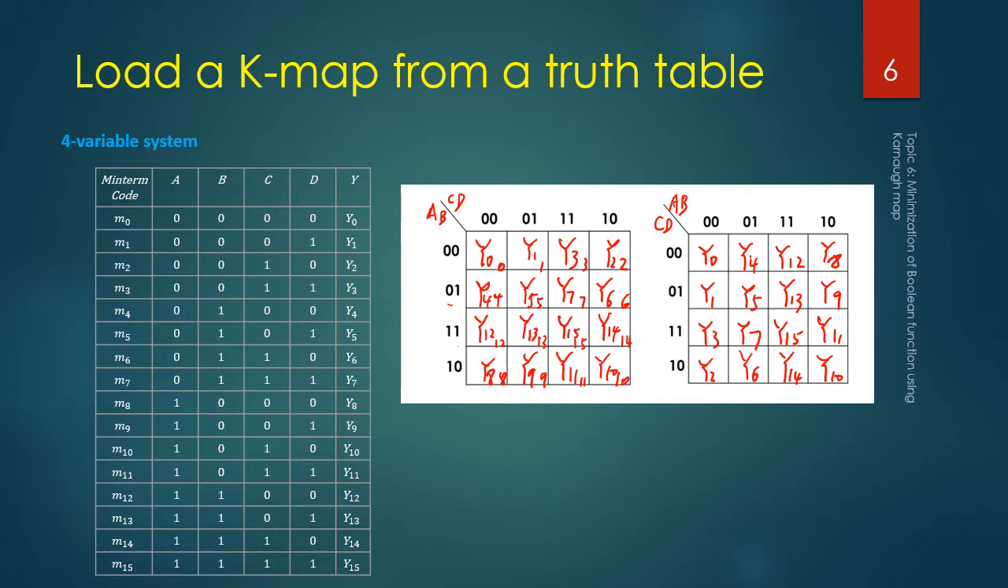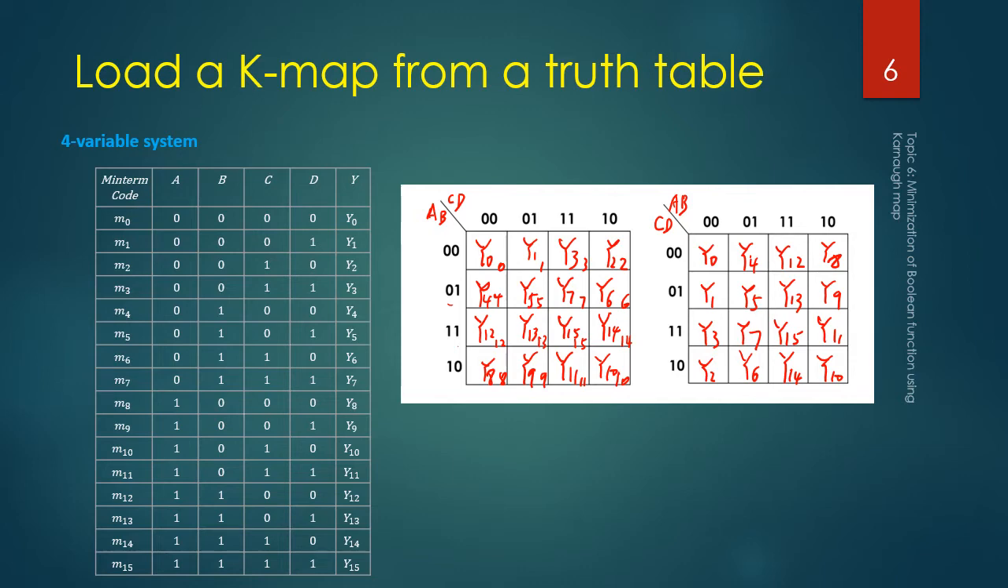And I only stop here at the 4 variable system. You can do a similar thing for 5 and 6 variable systems, but it is very hard to simplify 5, 6, or even 7 variable systems manually. We can do it using a computer, but it's really difficult to do manually. So for manual simplification, we just use up to 4 variables.